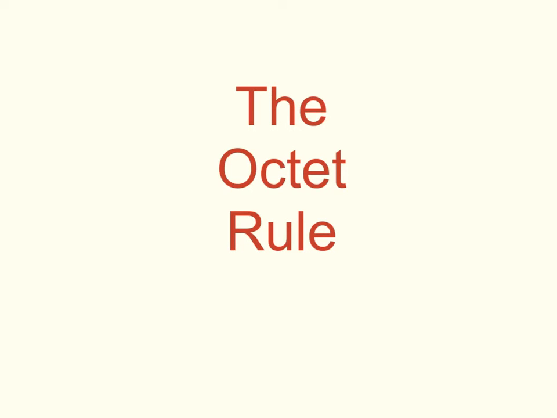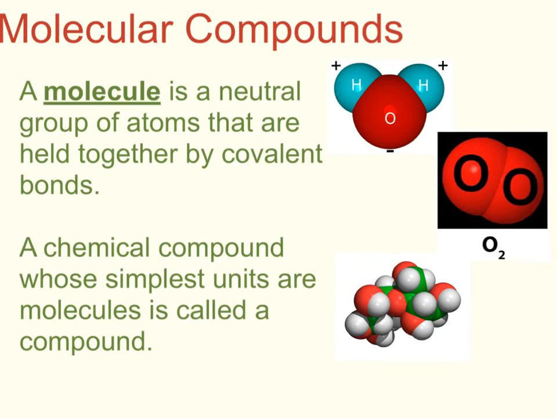In this screencast, we're going to take a closer look at the octet rule, which is what governs how bonding occurs. So let's start by getting some definitions out of the way. A molecule is a neutral group of atoms that are held together by covalent bonds. A chemical compound whose simplest units are molecules is called a molecular compound.